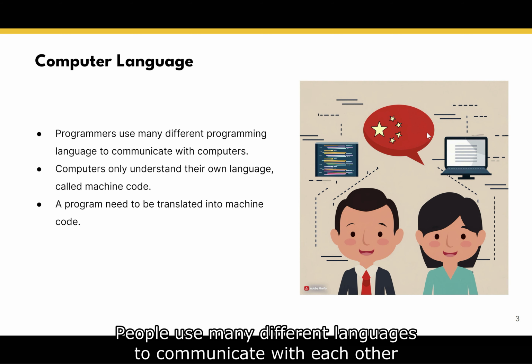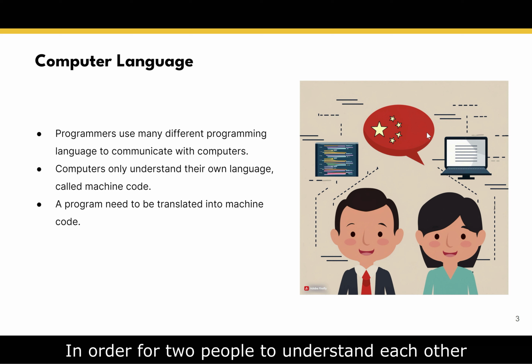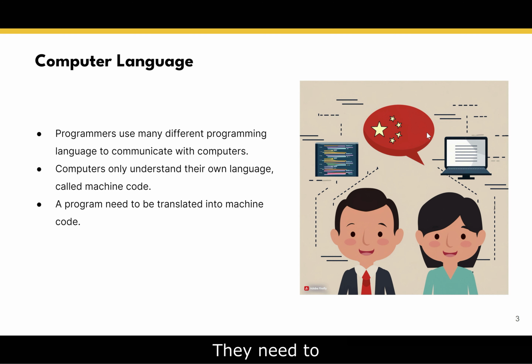People use many different languages to communicate with each other. In order for two people to understand each other, they need to speak the same language, or another person, an interpreter, is needed to translate from one language to the other language.